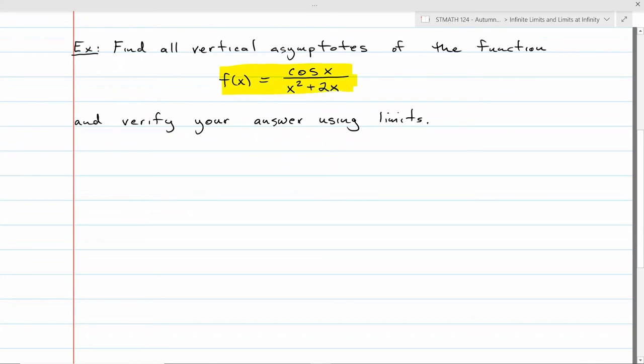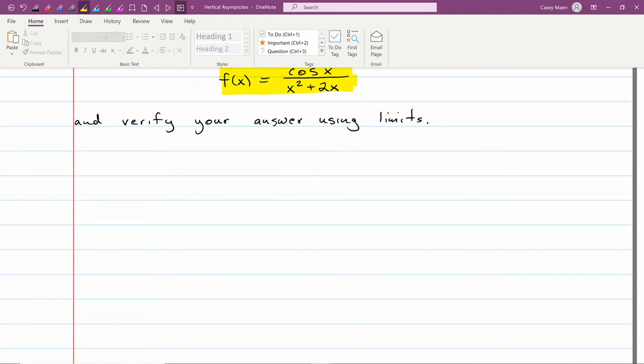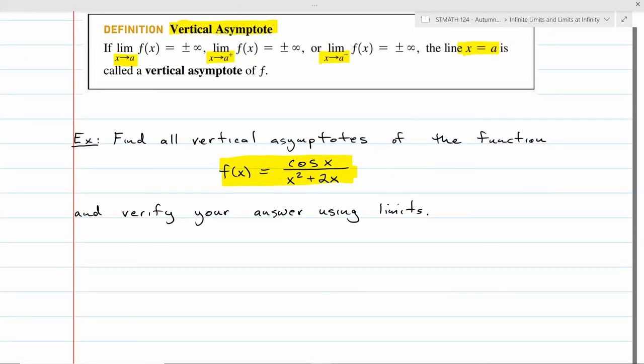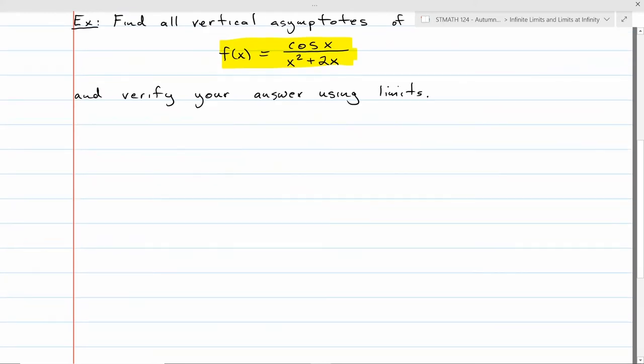you want to look for places where the function's going to blow up and go to infinity, because that's what the definition of a vertical asymptote is, right? It's a place where the limit of the function is either plus or minus infinity. And we know from experience that what causes a function to blow up and go to infinity is when you divide by zero. So first step is to figure out what causes you to have a zero in the denominator.